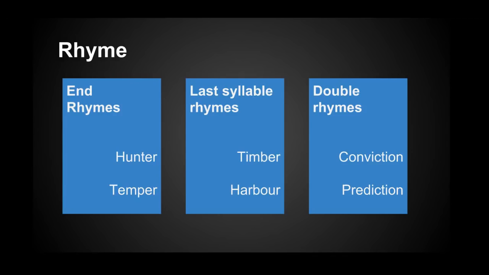The pair of words hunter and temper exhibit ending rhyme. Hunter ends with ter and temper with per. Now, these are not the exact same syllable, but they do have a similar ending sound. So it's the er in these two words that makes this pair demonstrate ending rhyme. On the other hand, timber and harbor end with the exact same syllable, ber, ber. Therefore, we could say that this is an example of last syllable rhyme. If the last two syllables of a pair of words have similar sounds, such as conviction and prediction, then we can refer to it as a double rhyme.